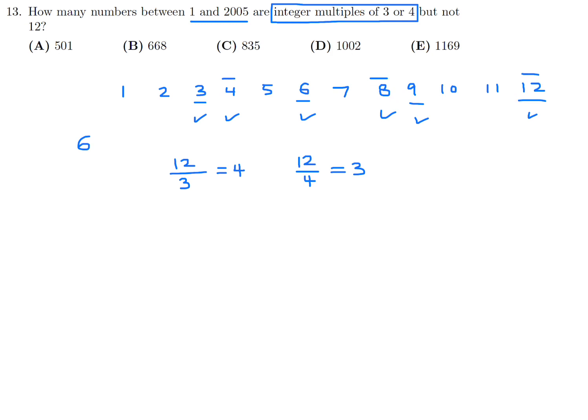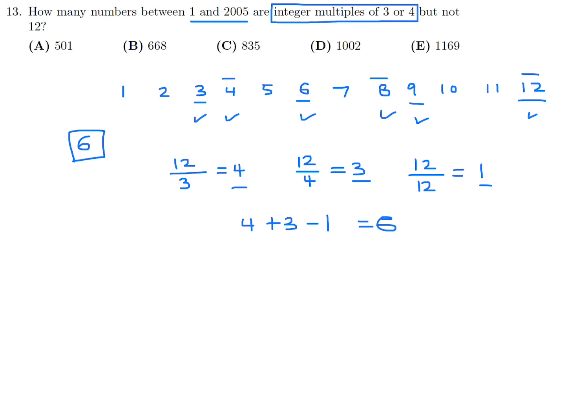But you probably noticed that I overcounted. I counted the 12 twice, right? Because it's a multiple of 3 and a multiple of 4. So you have to take away the multiple of 12. And in our case, 12 divided by 12 is 1. That gives me how many multiples there are of 12. So the total is 4 plus 3 minus 1, which is 6, which is exactly what we got by counting. All right? So that is the system.